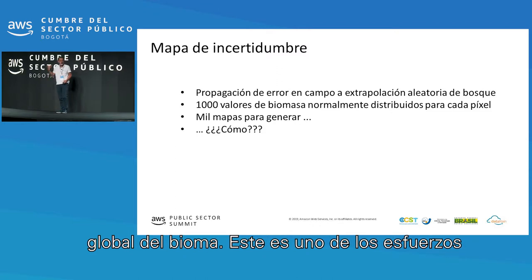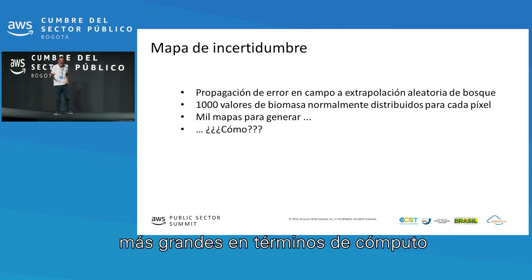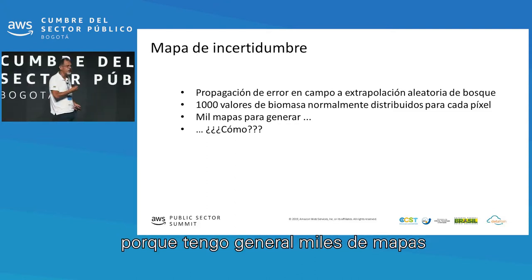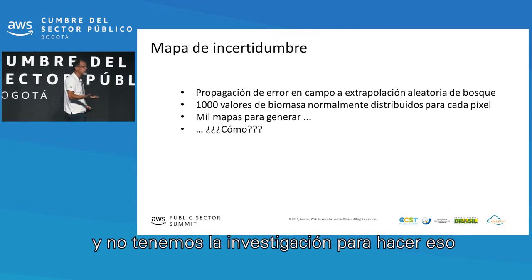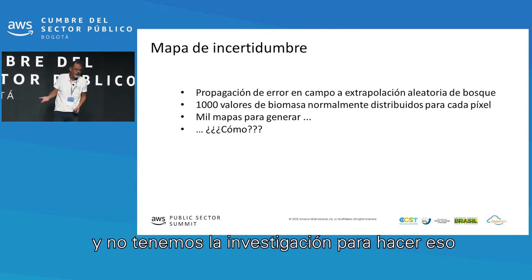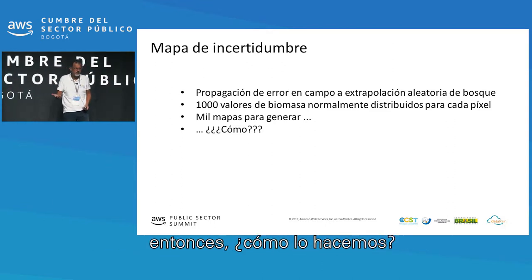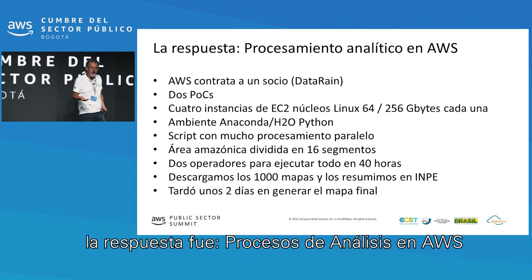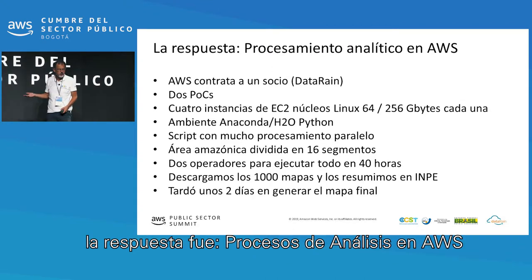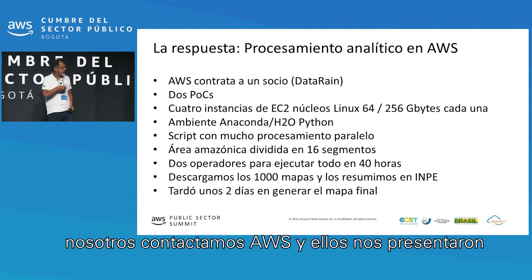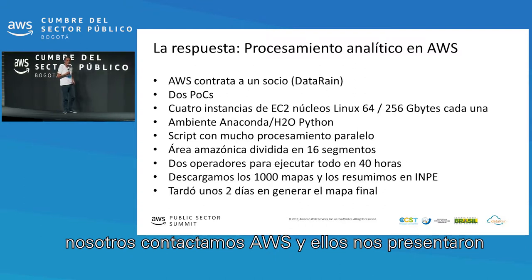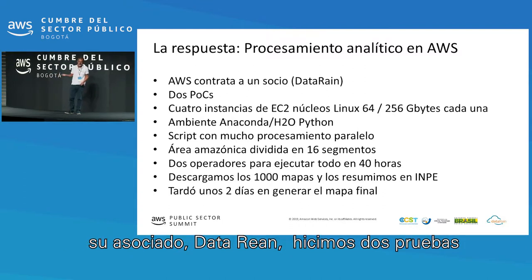This is a far greater effort in terms of computation, because I have to generate 1,000 maps, and we don't have the resources to do that. And so how to do that? The answer was analytics processing in AWS. We contacted AWS, and they presented us a partner, Datarain.